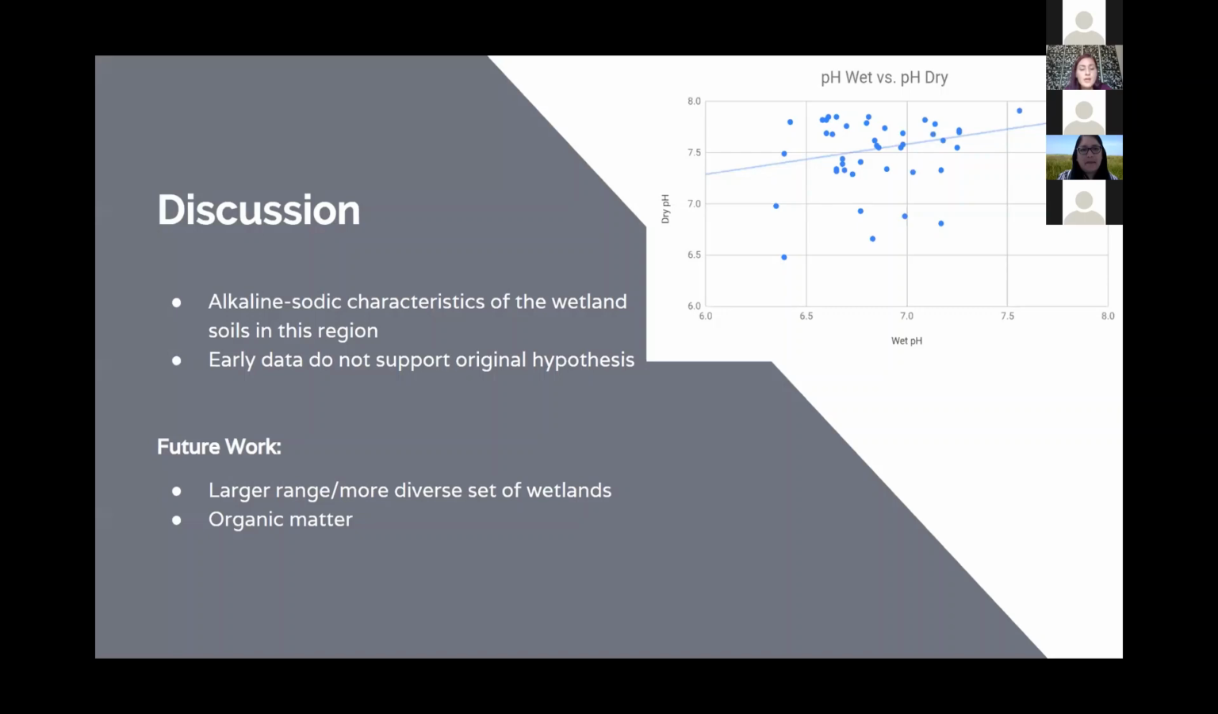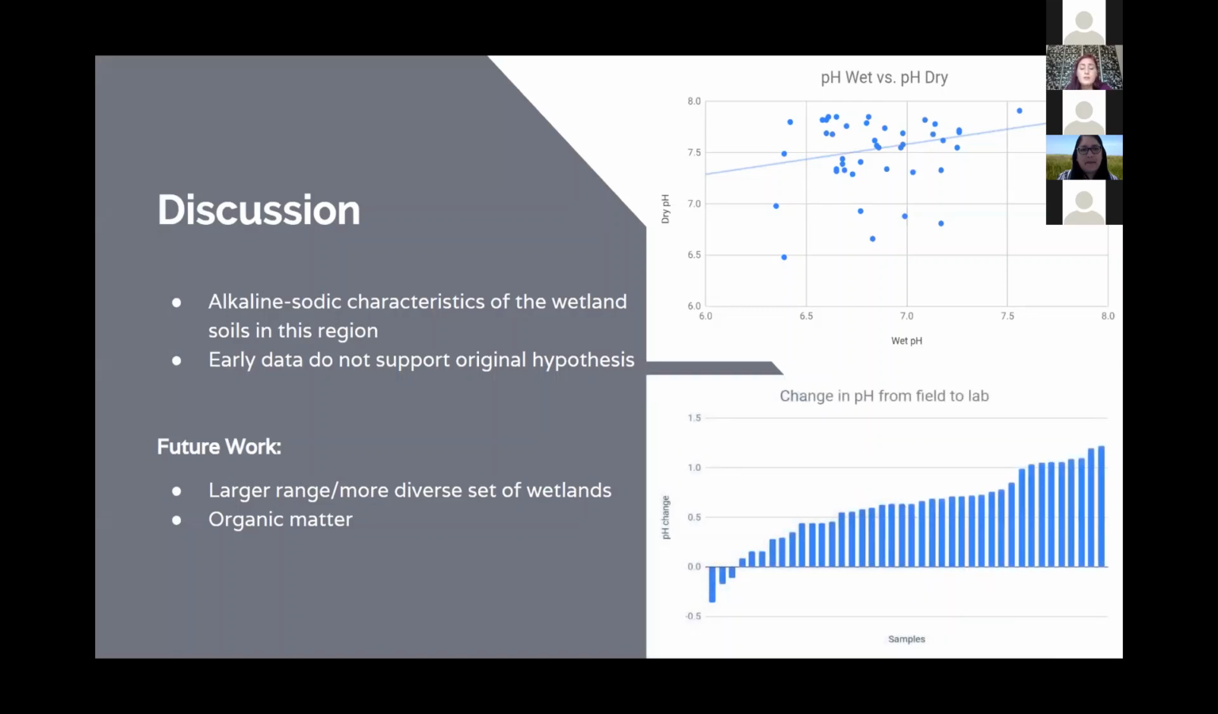So this increase in pH from field to lab could be explained by the typically alkaline sodic characteristics of the wetlands in this region. Although I'm continuing to look into why it's increasing, especially when I did hypothesize that the pH would decrease due to it being oxidized. There's also this huge variation in how much the pH changed from field to lab, which varied from 0.09 to 1.42, which is a pretty huge change when thinking about pH. As you can see, most of the samples' pH increased, but there are 3 samples where the pH decreased as well, which is also good to point out.